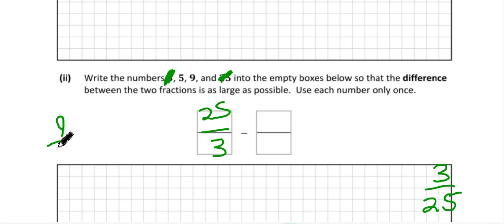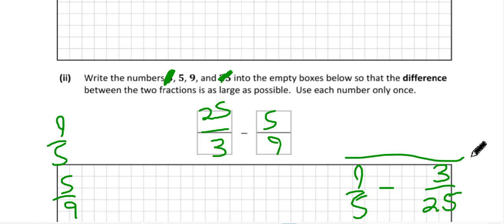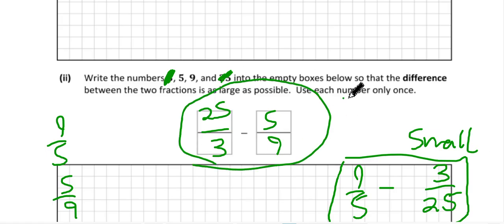Which one's smaller, 9 over 5 or 5 over 9? I think that's one answer. And we could put that into our calculator. The other answer would have been 9 over 5 take away 3 over 25. And that isn't half as large. That's smaller. If you use your calculator, you find out that this one's smaller and this one's actually larger. So we're actually going to go with 25 over 3 take away 5 over 9.